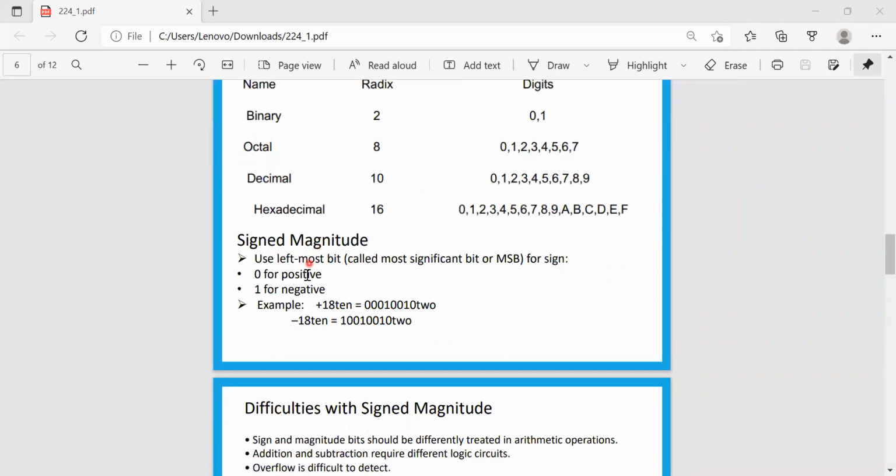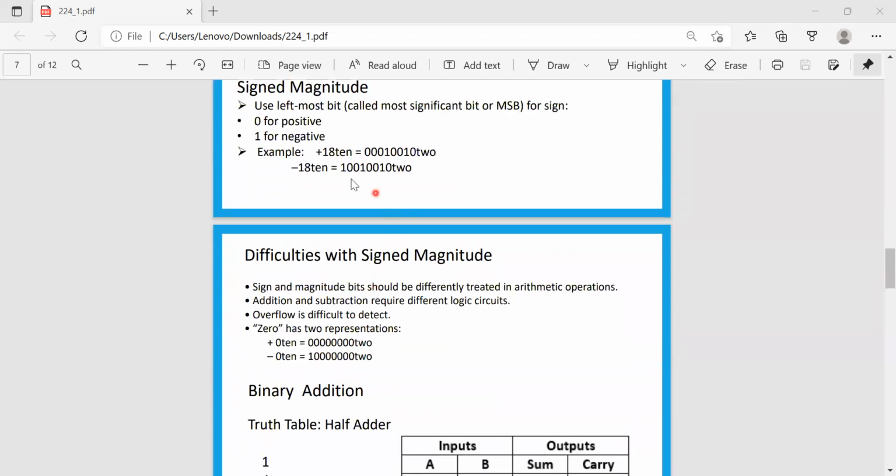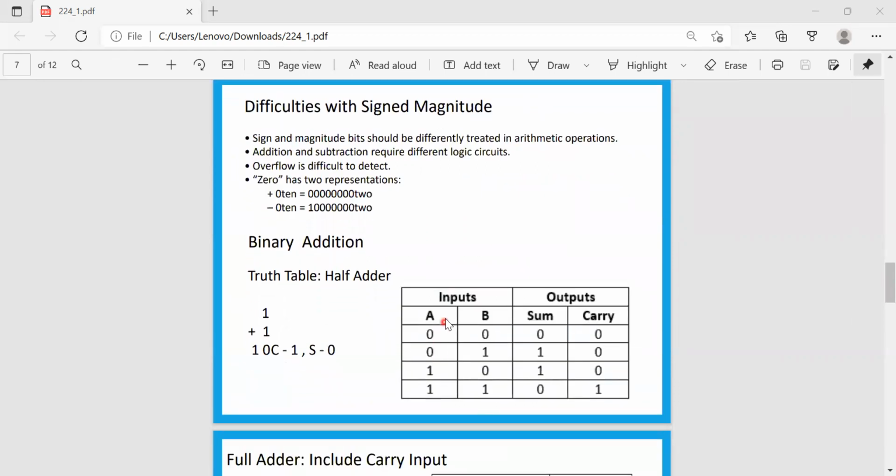Signed magnitude has a problem showing the sign of the number. For example, we can show plus 18 like this and minus 18 like this. The difference is only the MSB value, 0 for positive and 1 for negative. But this is not valid because plus 0 and minus 0 have different values in binary representation, which is a problematic thing.